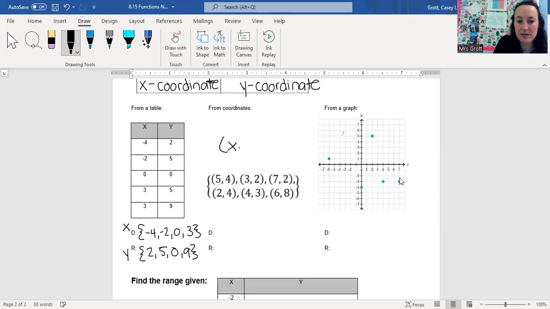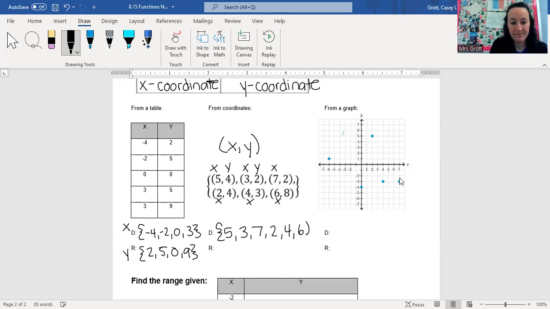Domain is going to be x, range is going to be y. In ordered pairs, it goes x and then it goes y. So I think some of you back when we did this, you would label it as x and y. If you need to do that, go ahead and do that this time. Okay, domain is going to be all of the x values. So we've got 5, 3, 7, 2, 4, and 6. Here are all the different x values that I just wrote down. Range are going to be the y values. So all of my y values, I've got 4, 2, already have 2 written down, already have 4 written down, 3, and 8. Okay, we're only going to write down each number one time.